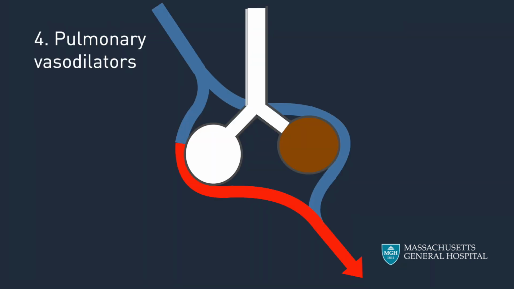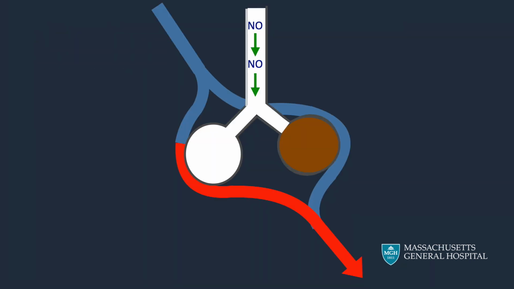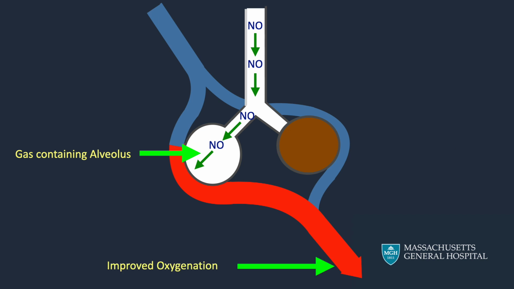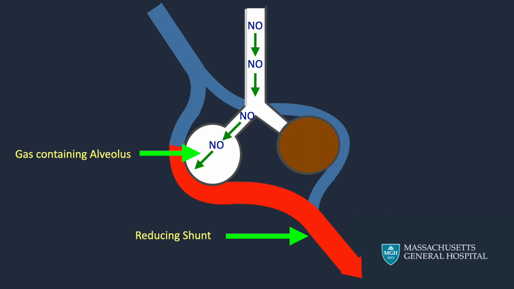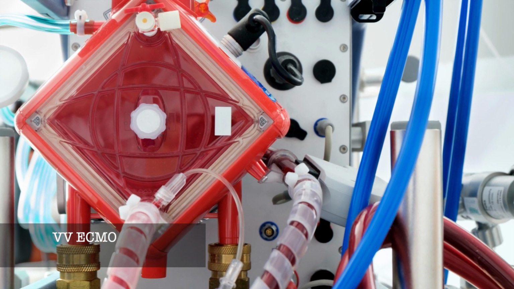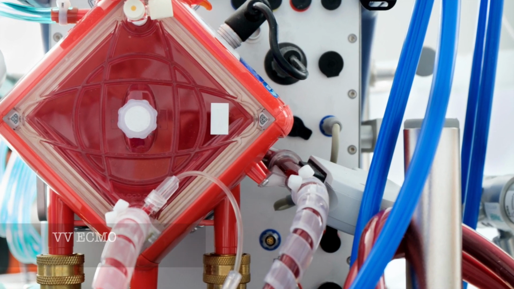Pulmonary vasodilators. Inhaled nitric oxide selectively dilates pulmonary vessels in contact with functioning gas-containing alveoli, diverting pulmonary blood flow from non-ventilated to ventilated lung regions, improving arterial oxygenation by reducing the intrapulmonary shunt. Paralysis in case of severe vent dysynchrony. Consideration of VV ECMO for the right patient candidate should all these measures fail.